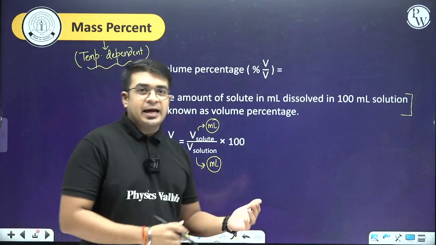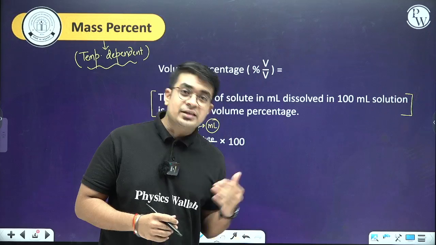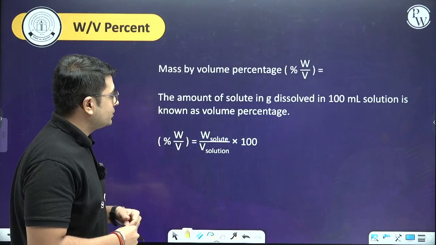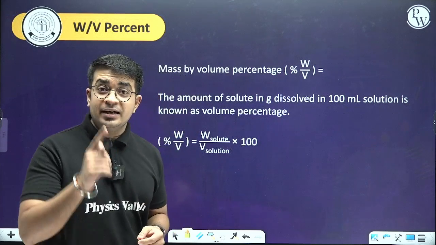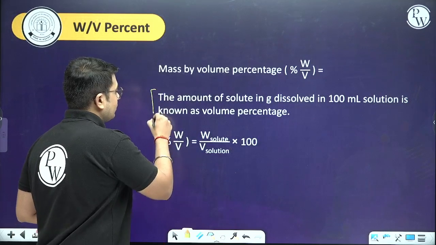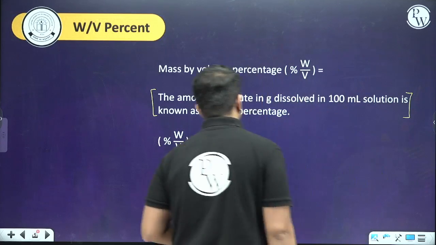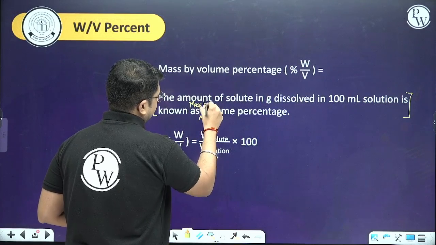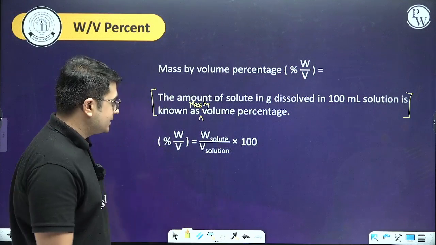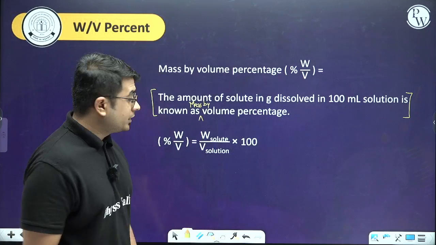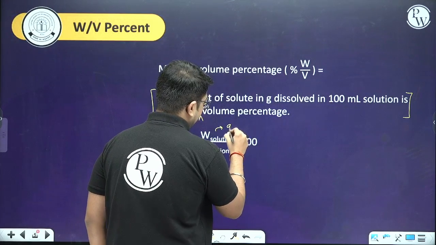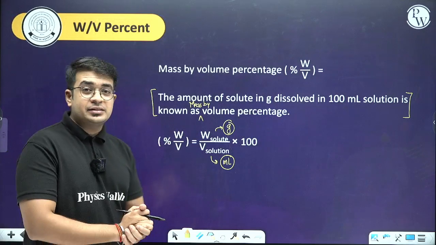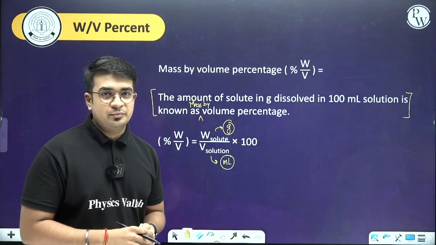Okay, just like that I can talk about another concentration term, which is percentage mass by volume. So in that case again it's very easy, W by V percent I can say. In that case always remember the amount of solute which is in grams present in 100 ml solution is actually known as your mass by volume percentage. The formula in that case is again going to be very easy. We are talking about percentage W by V. It means W of solute, which is definitely in grams, divided by the V of solution, which is in ml, multiplied by 100. Again in this case you can see we have the term of volume. Definitely this concentration term is going to be temperature dependent in nature.